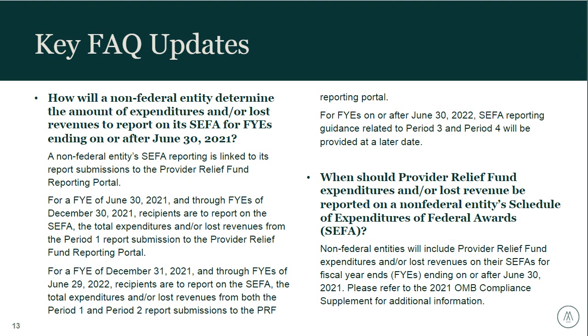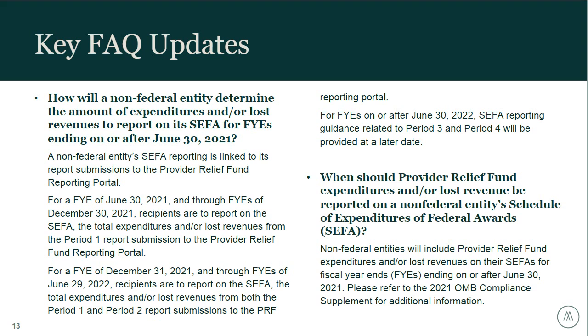For the 12/31/21 year ends, there would be period 1 reporting as well as period 2 reporting, since that period ends on December 31, 21. That's something to keep an eye on as you're starting to look into the reporting and also when the next round of reporting comes on. So what happens after that? For fiscal year ends that are on or after June 30, 2022, for now, we don't know how that's going to look, and the guidance will be coming later on how that needs to be reported on the SEFA.